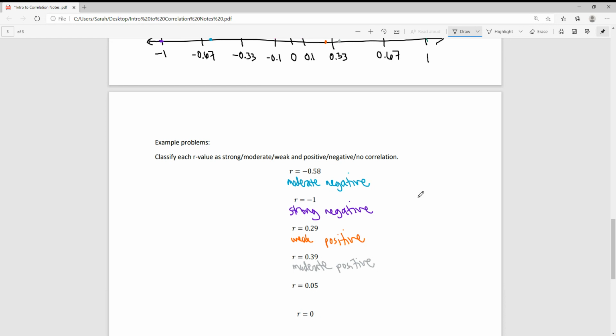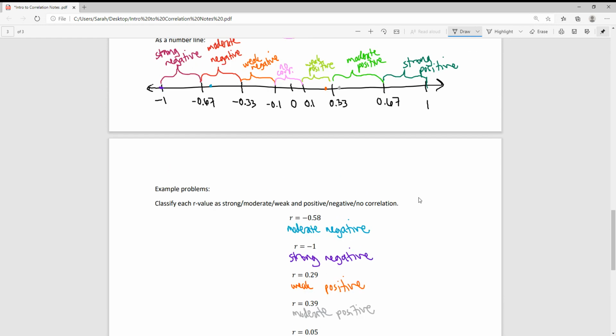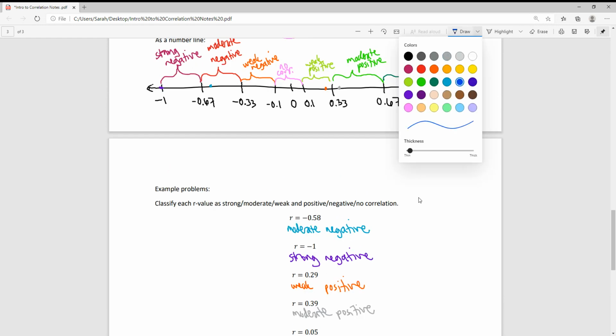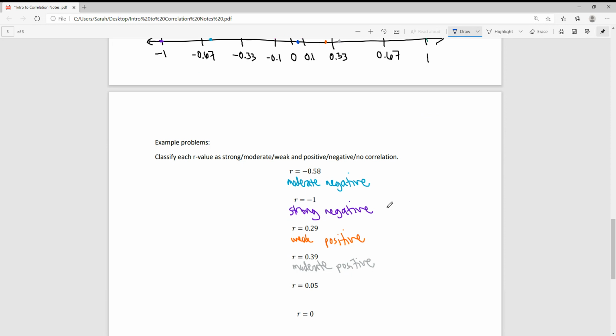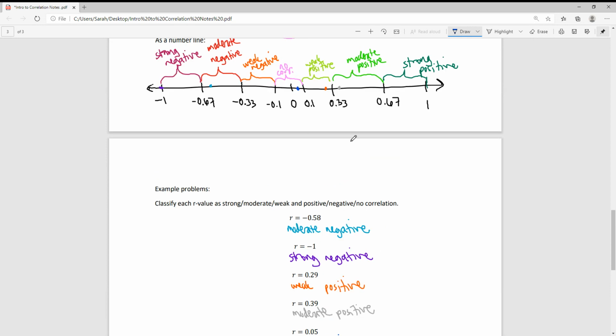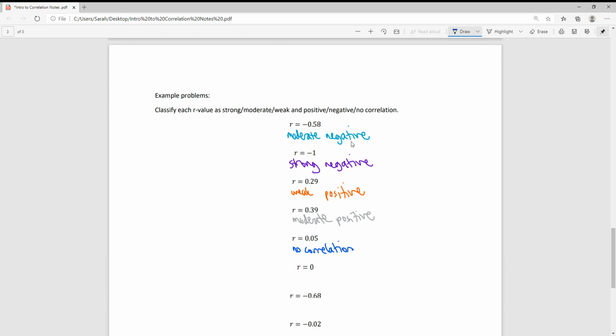R equals 0.05. So 0.05, I can scroll back up so we can look at this a little bit, would be halfway between 0 and 0.1, so right about here. That falls in the no correlation part of the number line. So we just say no correlation. We don't say things like weak no correlation or strong no correlation. If it's no correlation, it's just no correlation. Same idea with the next one. R equals 0 is a perfect no correlation. And so that would fall in that same category.